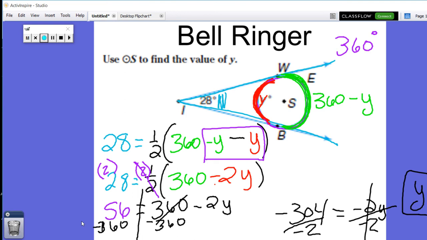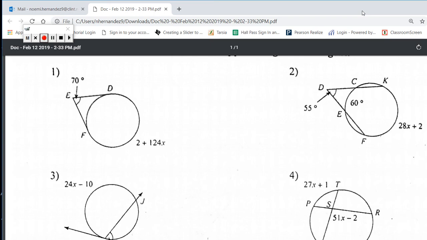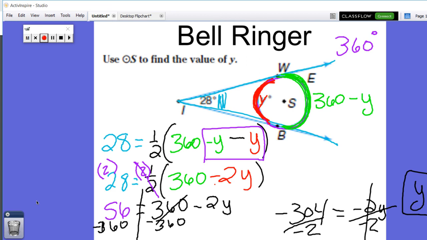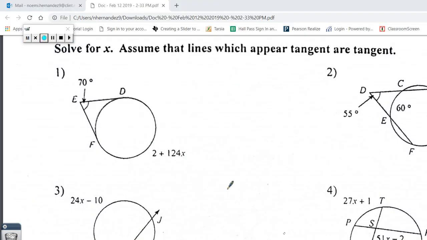Now we're going to continue to solve one of the problems that you guys had on your assignment today. So I'm going to go ahead and do this. I'm going to make sure I maximize it so you guys can see the whole problem. Okay, so we're going to work with problem number 1. I'm going to do the same thing I did previously. I am going to color code. So my angle is going to go in blue. Then my biggest intercepted arc, I am going to put it in green. And my smallest intercepted arc, I'm going to put it in red.